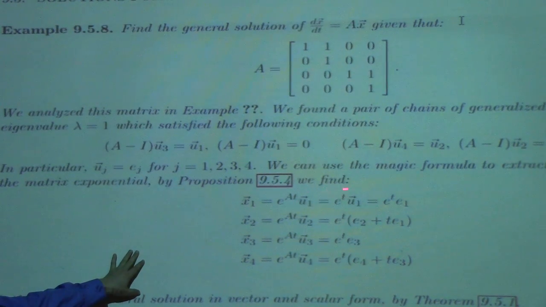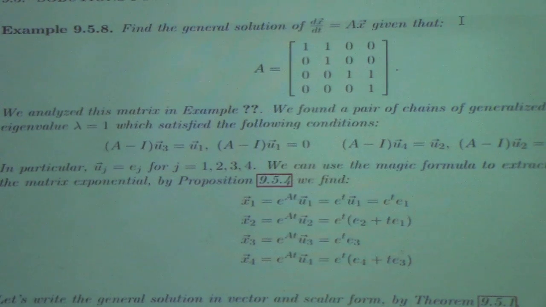e to the At times eigenvector gives me e to the t e1, because the eigenvalue is 1. For x2, the magic formula pops out this t term. So I get e2 plus t e1, and then t e3 because it's an eigenvector, and then e4 plus t e3 because it's a generalized eigenvector of order 2. And so that's how you solve it.